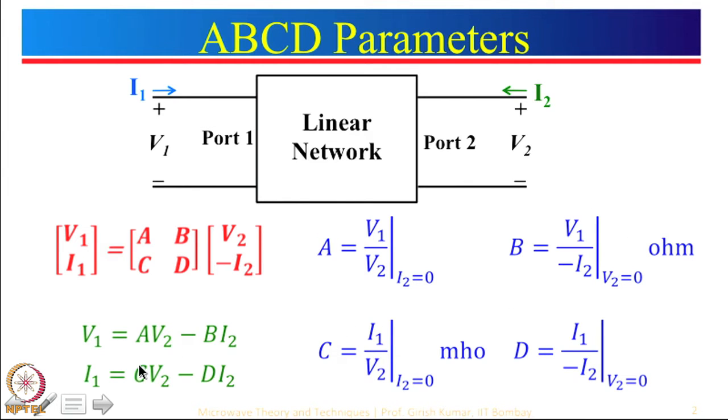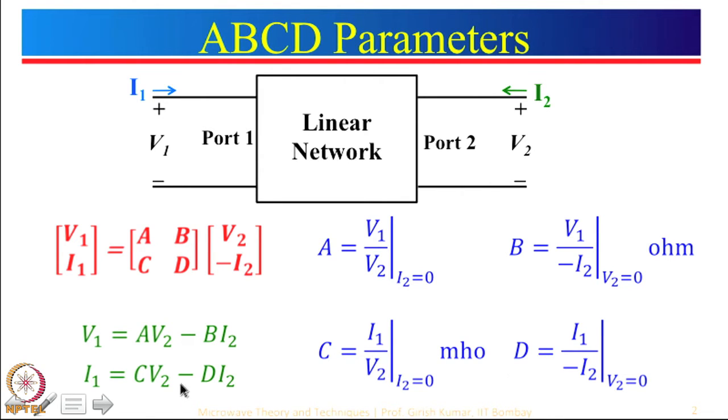Now, let us see what is C. To define C, you can see from this particular expression, if we put I2 equal to 0, what would that mean? This term will become 0. So, we can say from here C is nothing but I1 divided by V2 provided I2 equal to 0. I2 equal to 0 means open circuit, and this unit will be I divided by V, so that will be mho. So, the unit of C is mho.